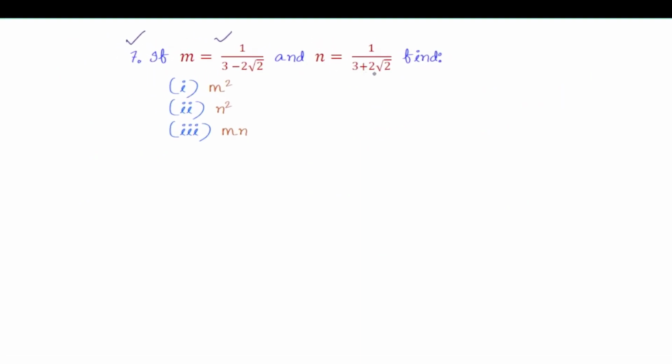Question number 7. If m is equal to 1 upon (3 minus 2 root 2) and n is equal to 1 upon (3 plus 2 root 2), find m square, n square and mn.